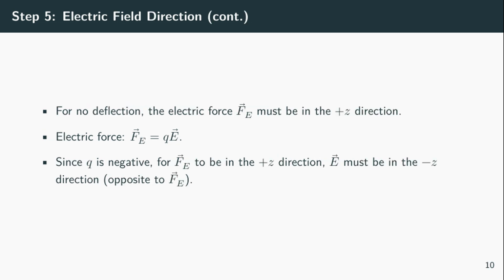Continuing with step 5 to find the electric field direction. For the electron to not deflect, the electric force vector Fe must be in the positive z direction, exactly opposite to the magnetic force. The electric force is given by vector Fe equals q times vector E. Again, since q is negative, for vector Fe to be in the positive z direction, the electric field vector E must be in the negative z direction. It has to point in the opposite direction of the force for a negative charge.